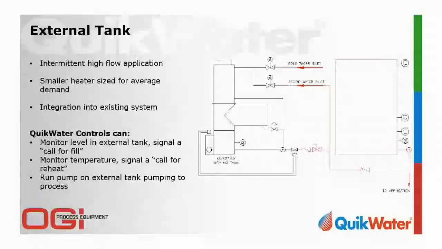In addition to these controls, a pump skid can be designed and built and integrated into the QuikWater controls. The diagram over here shows an application where there's a single pump for recirculating the tank and pumping to the process. Alternatively, you can have a dedicated tank pumping back to the QuikWater for recirculation and one for the process pump.